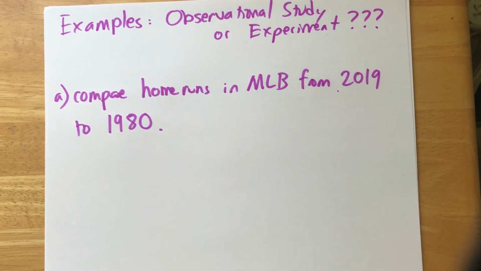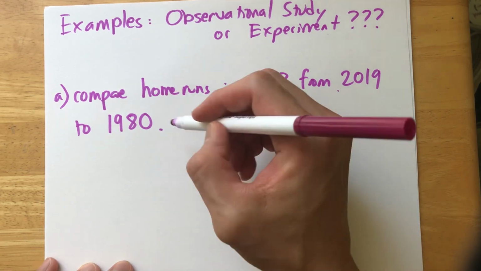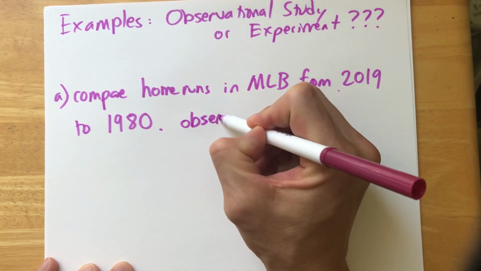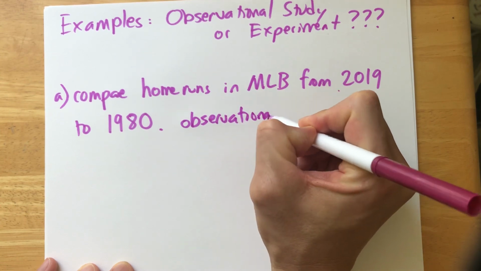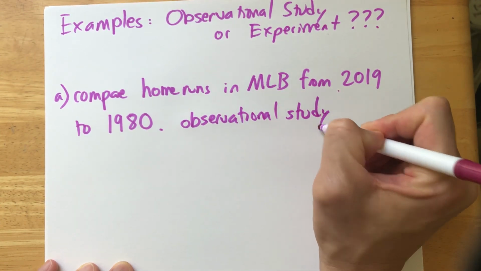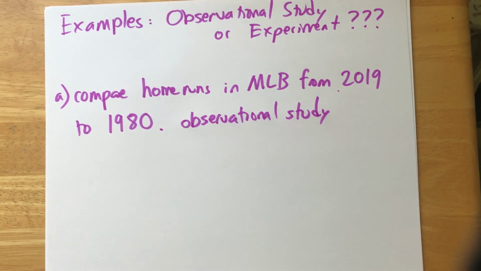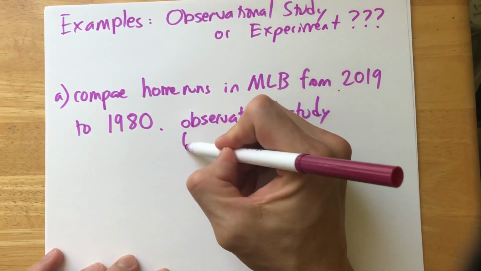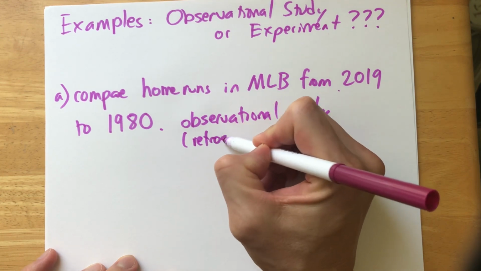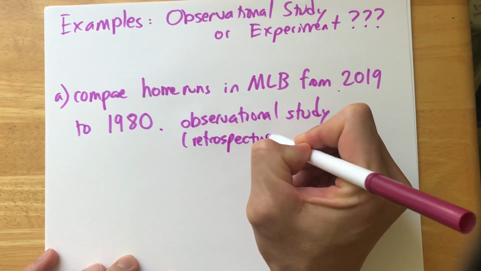So when you do this study, okay, you are not manipulating anything, okay? And the people, you're not randomizing anything. So in this case, this would be an observational study, because you're simply looking, right? You're taking your glasses and you're just watching. Observational study, and since this is in the past, this would be a retrospective study.